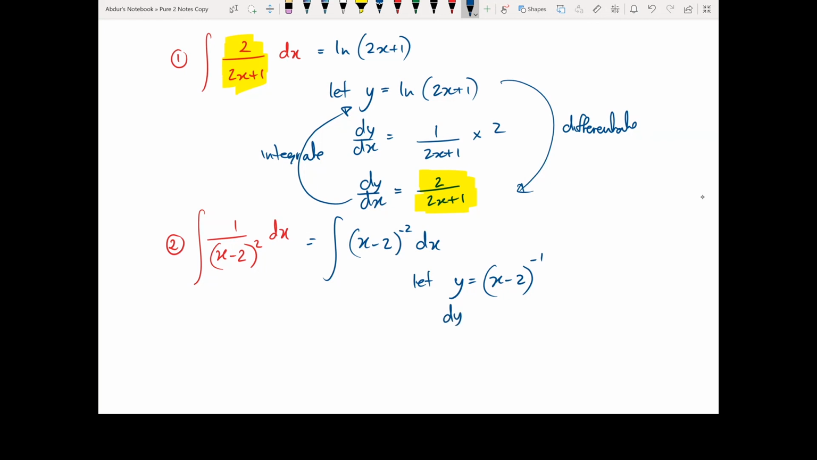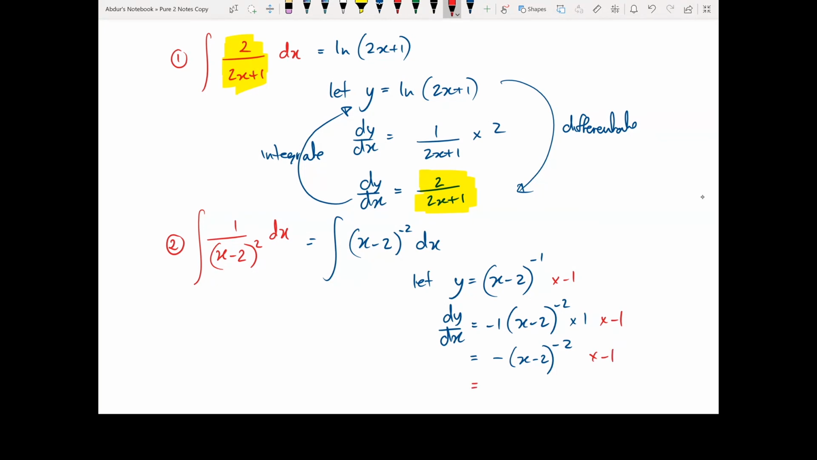So let's go and differentiate this. dy by dx is equal to minus 1 bracket (x minus 2) to the power of minus 2 times by the differentiation of the inner function, which is times by 1, which gets us minus (x minus 2) all to the power of minus 2. Now, if we compare them, we can see that we need to adjust this by a factor. We need to times everything by minus 1 to get to the positive integral that we want. Okay, so I'm going to go and times everything by minus 1. Times by minus 1 is our adjustment factor.